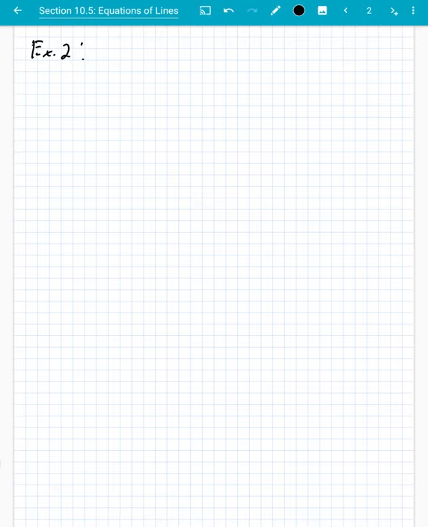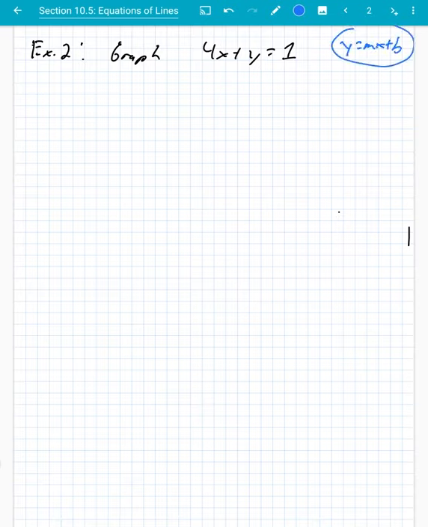This one happens to read, wants us to graph 4x plus y equals 1. Now notice this one is not in the form of y equals mx plus b. We have to get it to that form if we want to do that shortcut. So our goal is to solve for that y right there.